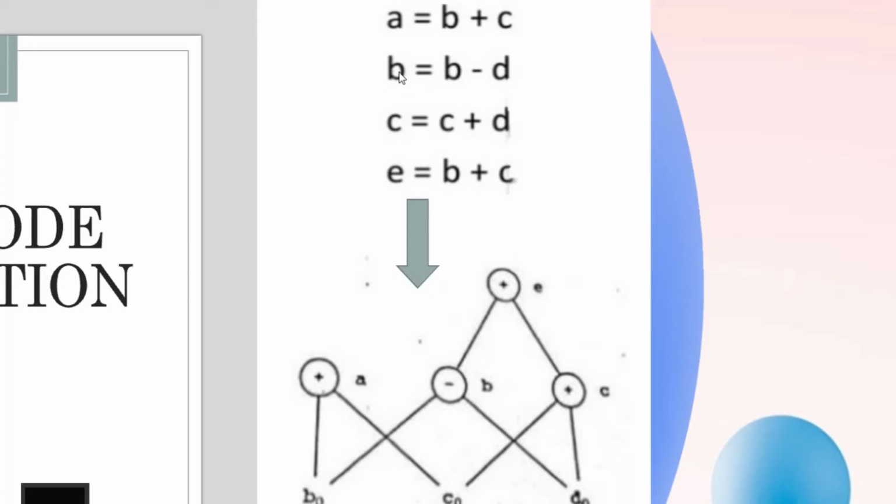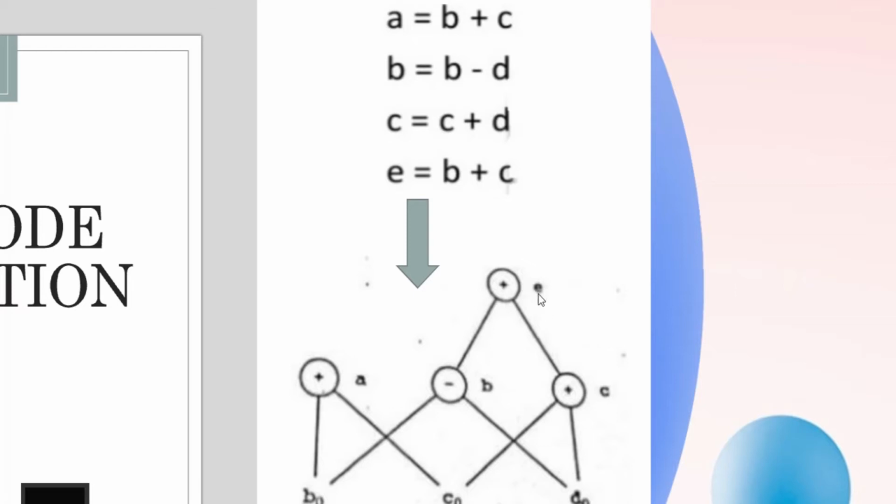Next, what is E? E equal to B plus C. Now here this B and C should use the current value of B and C. So where is the current value of B stored? Current value of B is stored here. Where is the current value of C stored? Current value of C is stored here. So we have to add these two current values, and the result is stored in E.